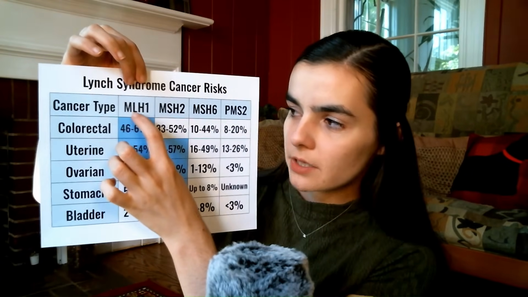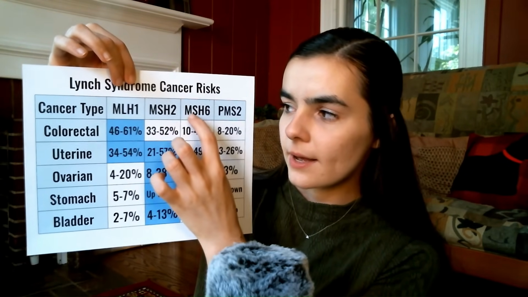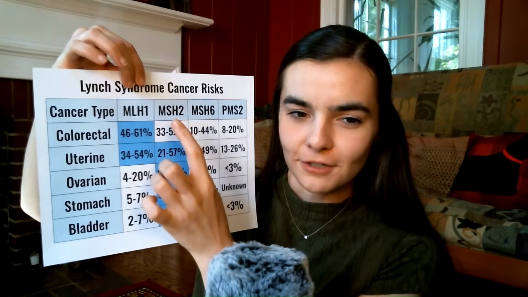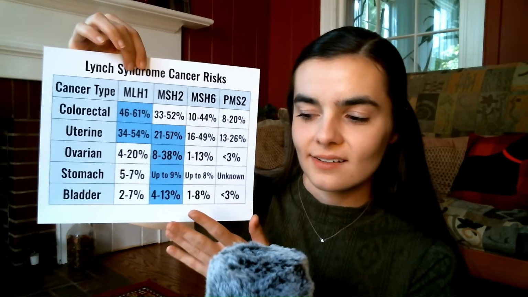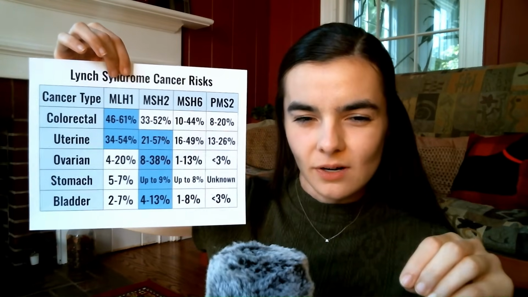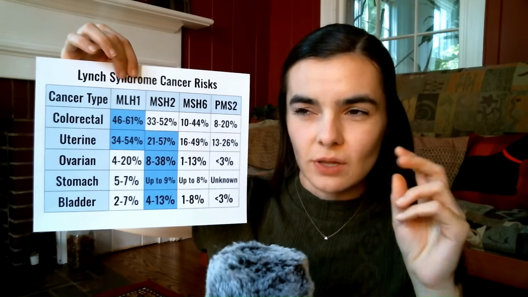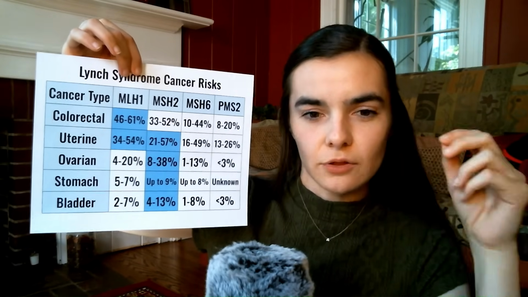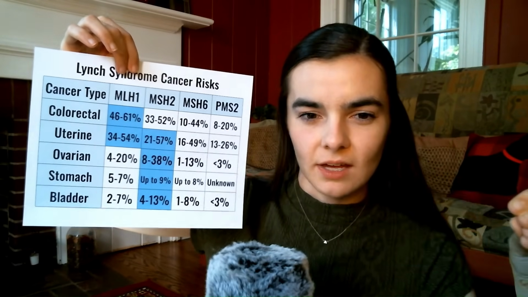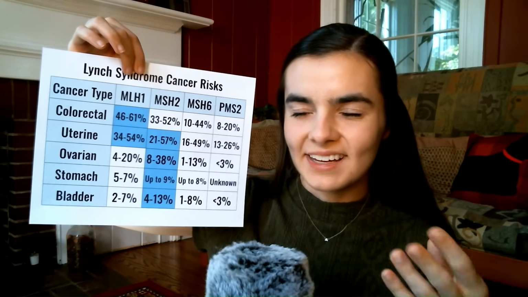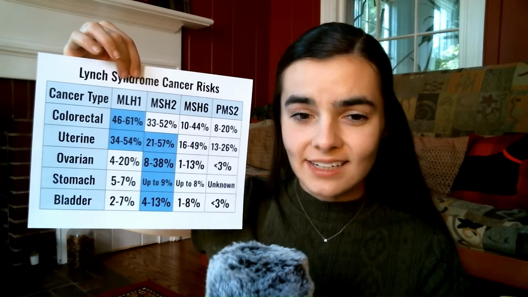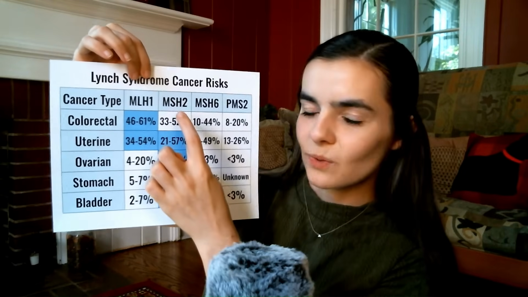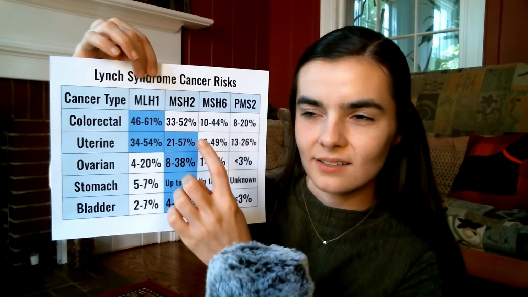So these genes are MLH1, MSH2, MSH6, and PMS2. There is another gene called EpCAM that forms a dimer with MSH2, so they go hand in hand. If you have a mutation in either one of them, it's the same thing, because then both of them can't work. I've never seen a mutation in EpCAM in the wild, but it goes with MSH2. It's the same risks because they go together.